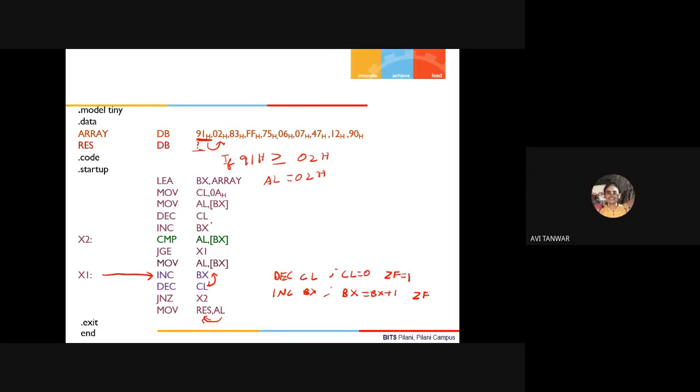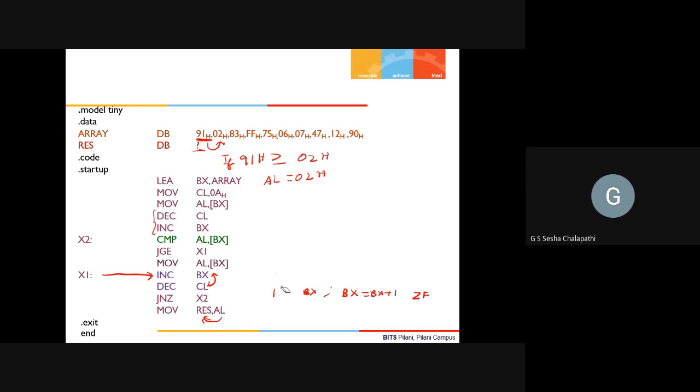Instead of jumping to x1 after move AL comma BX, can we directly label the first decrement CL, increment BX as x1? This one? Yes, sir, here. No, we can't do that. Why? Because see, what is happening is, here the value of CL is becoming 10, now this became 9. So you are saying that I remove these two, erase all these things, and use those only.